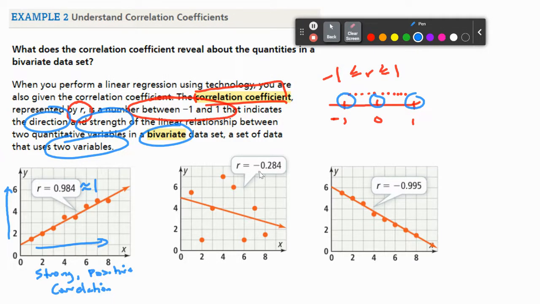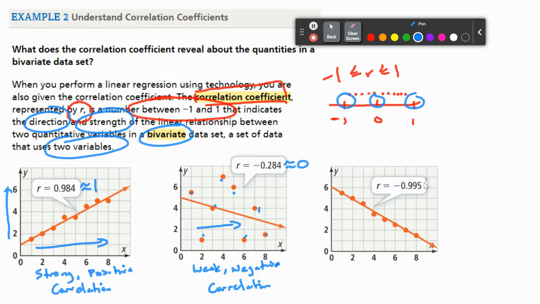Now, if we go to the middle here, -0.2, that is not close to -1. That's actually closer to 0 on this continuum. And you can see how the dots are scattered. This shows a weak negative correlation. The dots are just scattered, like up, down, up. As x is going this way, there's no pattern in your y's. Some are going up, some are going down.